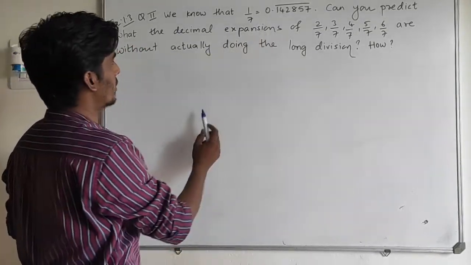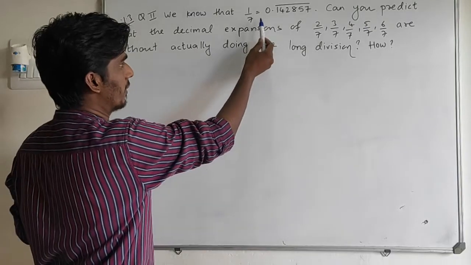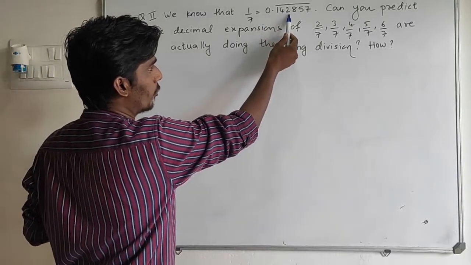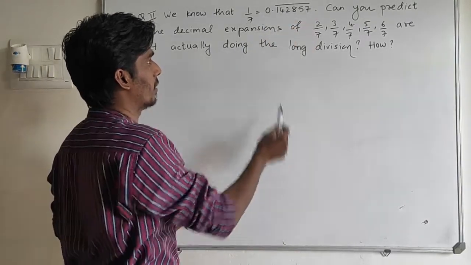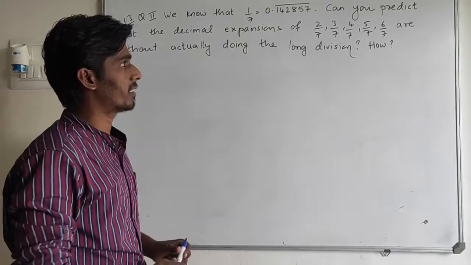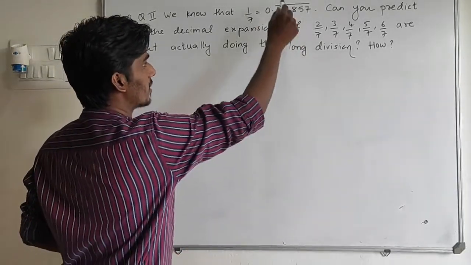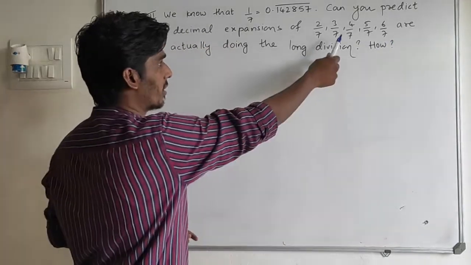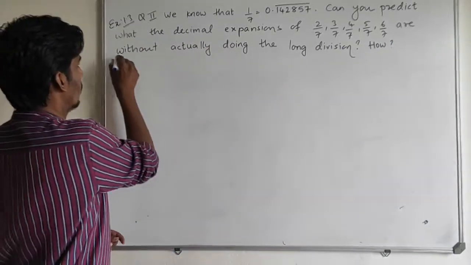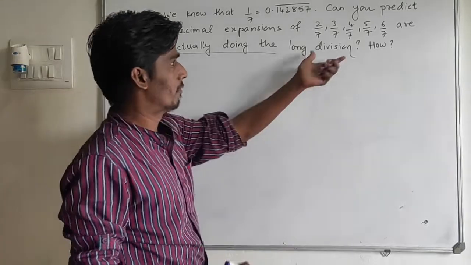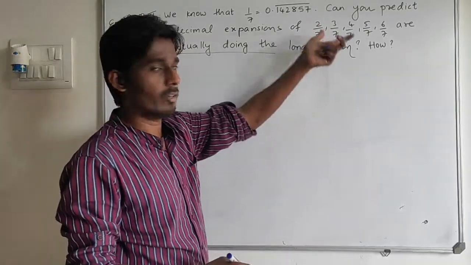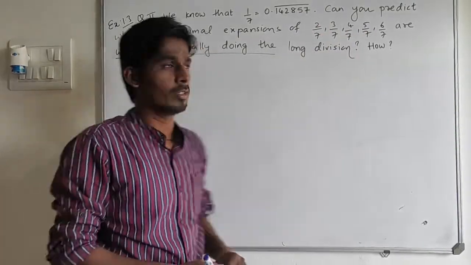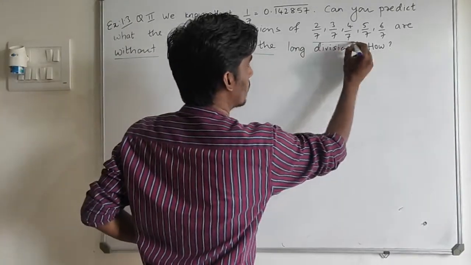Here already in the question it's given 1 upon 7 equals 0.142857 bar. So the decimal expansion is already given. So by using this, we have to find out the value of all these fractions or rational numbers without doing what? Without actually dividing. Without division, we have to find out the value. Let's try to solve the first three parts.